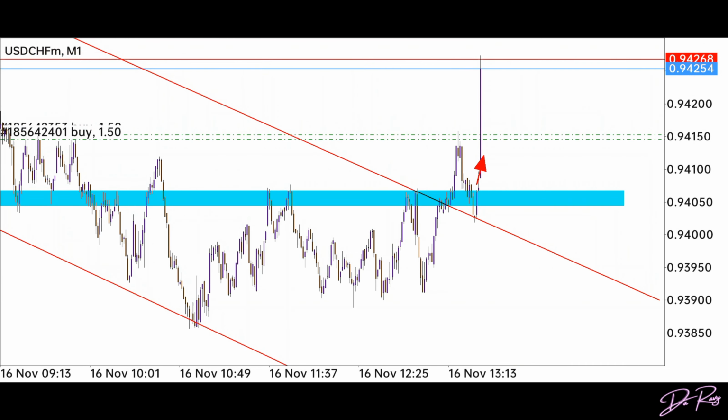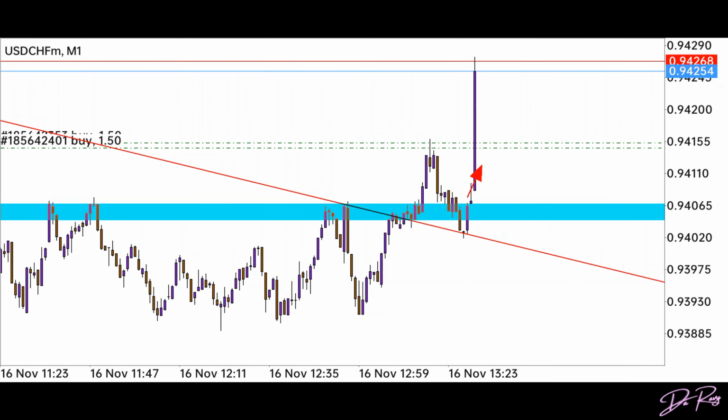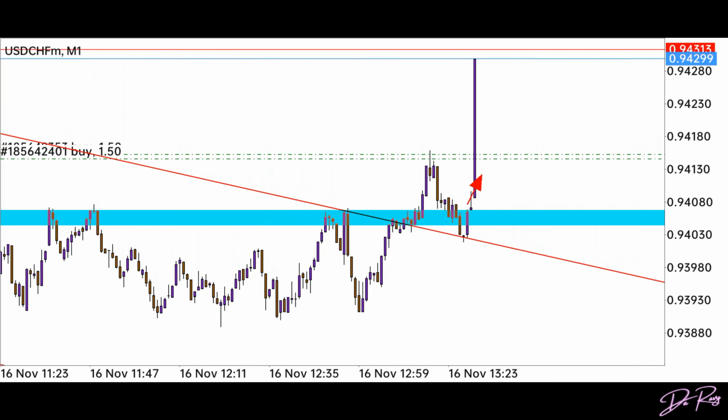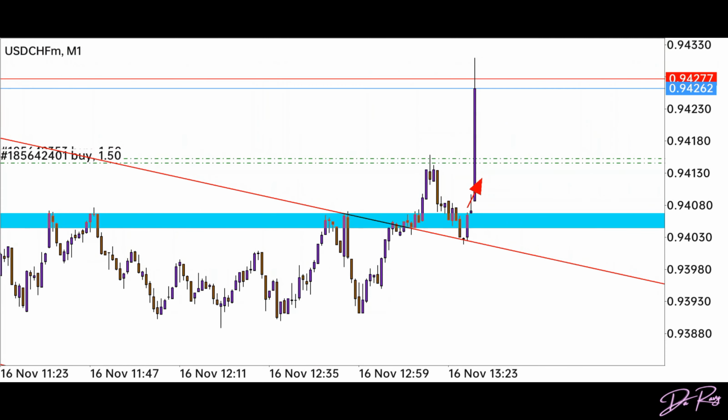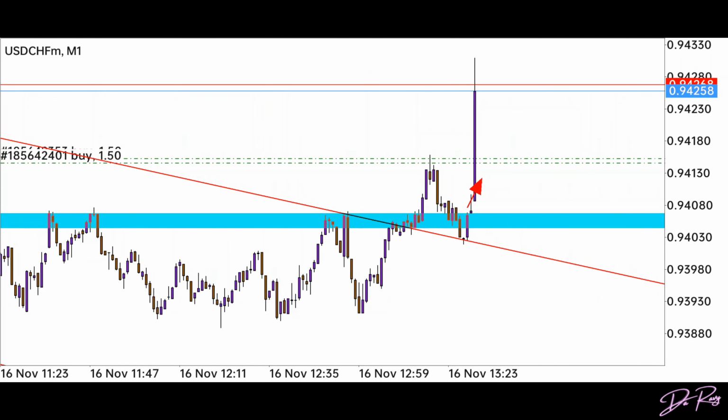This candle is made of manufacturing PMI news, which is low volume news, where there will not be much pips gain. That's why we have taken scalping trade along with news trade, which can give us good profit. Let's see how long we can hold this.